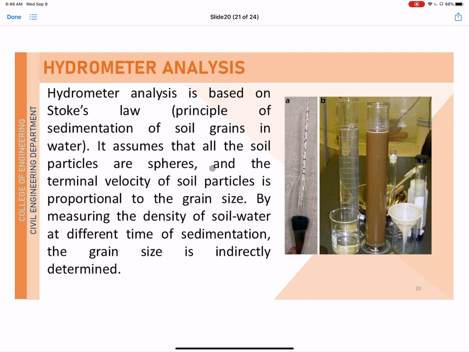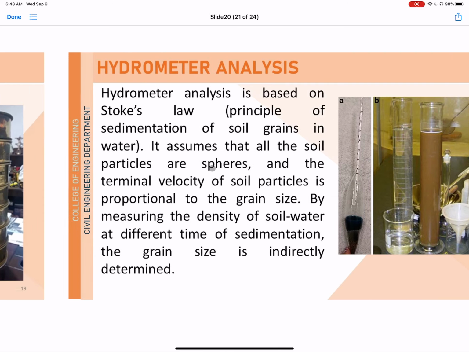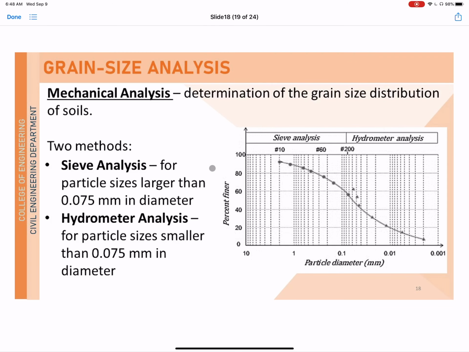The method will also determine the percentage finer and the diameter size. If you go back to this graph, you can plot the particle diameter versus the percentage finer, or the percentage passing.